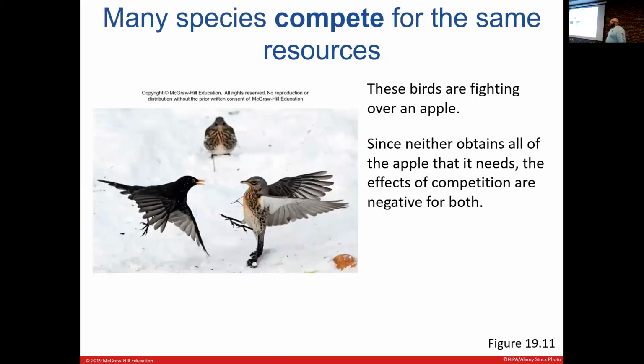Now, obviously, these niches that we've been talking about aren't very well defined in all circumstances. And there may be certain organisms that can take advantage of that same niche. So as a result, you often will see various species fighting over the same thing. So these birds, for instance, are fighting over an apple that dropped off the tree. Two different species trying to compete for that same resource, that same niche, right? And since neither obtains all the apple that it needs, the effects of competition are usually negative for both.